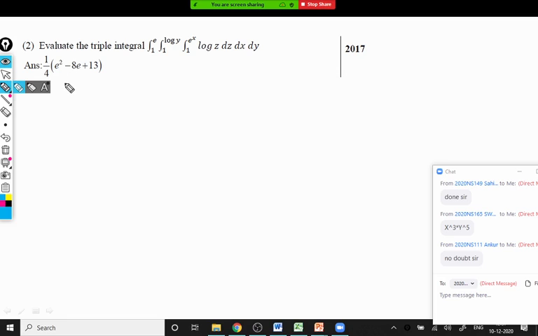So the integral I we are given is from 1 to e, 1 to log y. Now we have to integrate the inner one with respect to z, assuming x and y as constants.